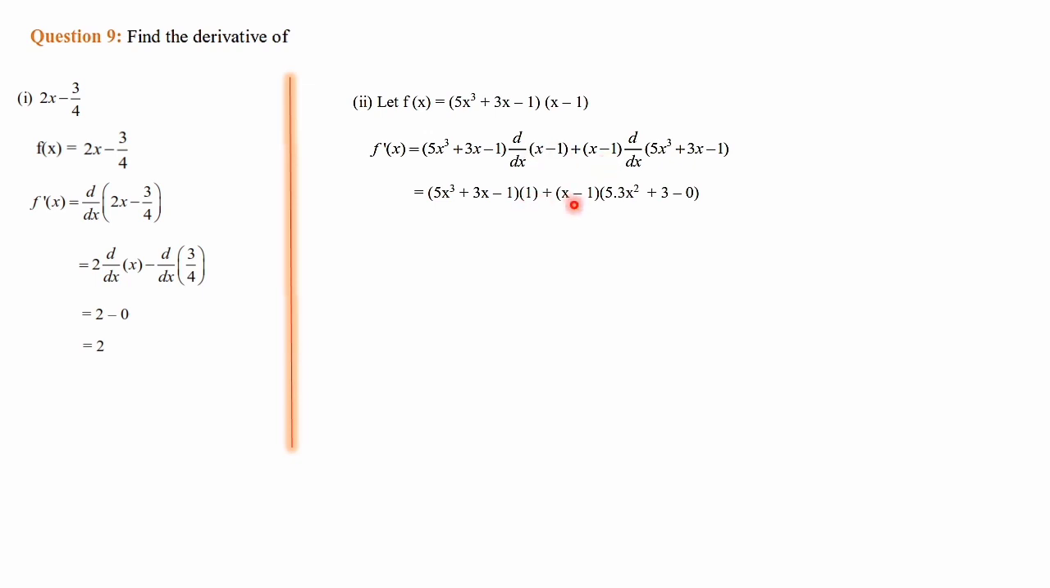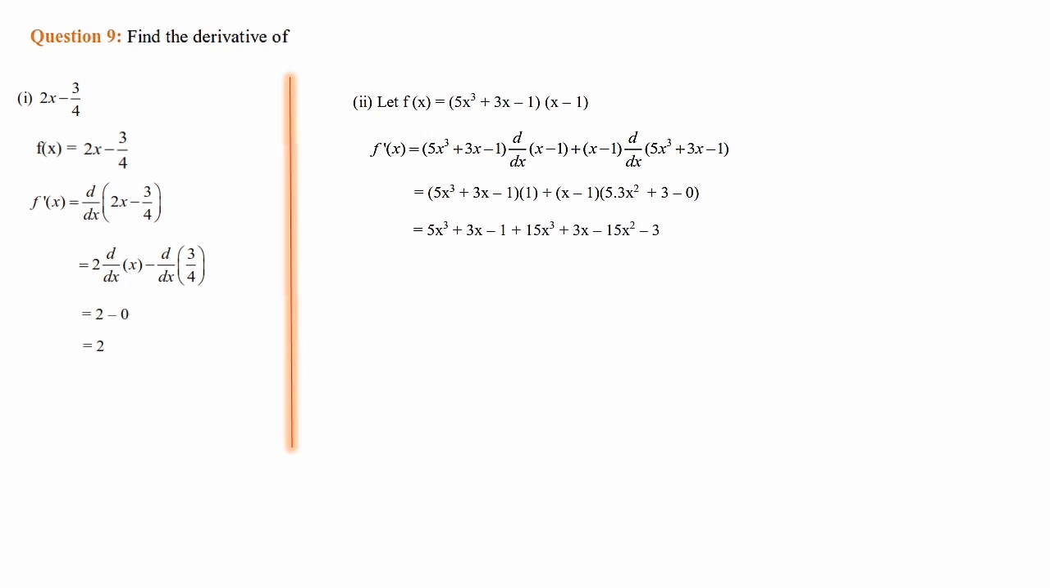Then x minus 1 into d by dx of 5x cube means 5 into x cube. The derivative of x cube is 3x square. So 5 into 3x square, plus d by dx of 3x means 3 into d by dx of x. D by dx of x is 1, so 3 into 1 is 3. Next is d by dx of 1. D by dx of 1 is 0, a constant.